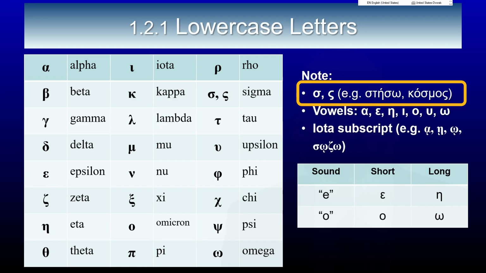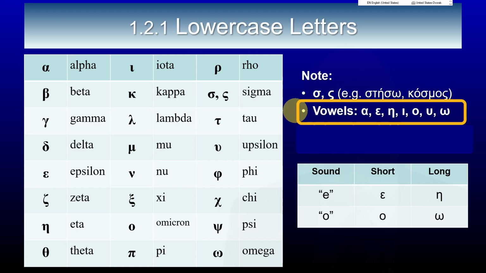Now let's look at some of these letters more closely. You will see that the letter sigma has got a regular form and a final form. Take, for example, the word stasis, which uses a sigma as the first letter and as the fourth letter. It's the regular sigma in both cases. The word cosmos, which means, as you might expect, world or cosmos, uses a regular sigma in the third letter, but uses the final sigma on the last letter.